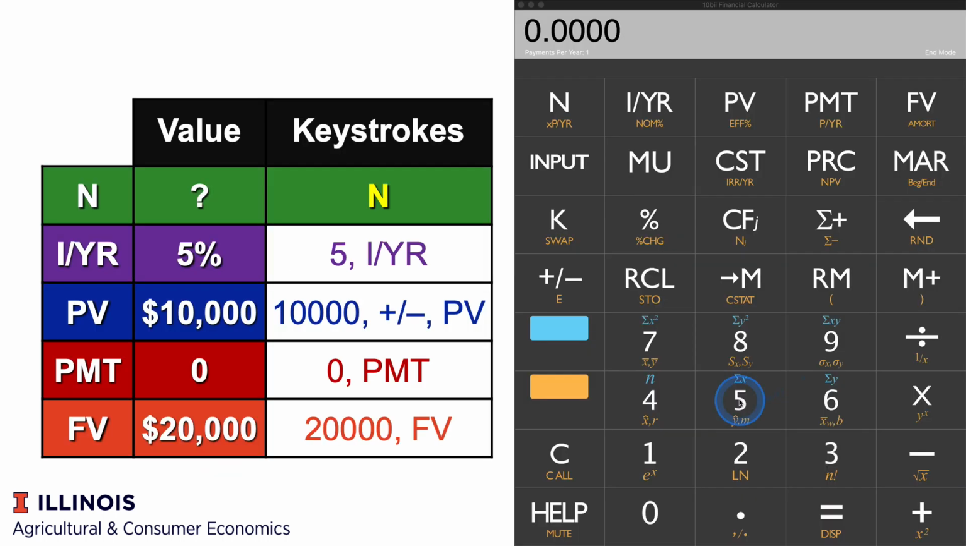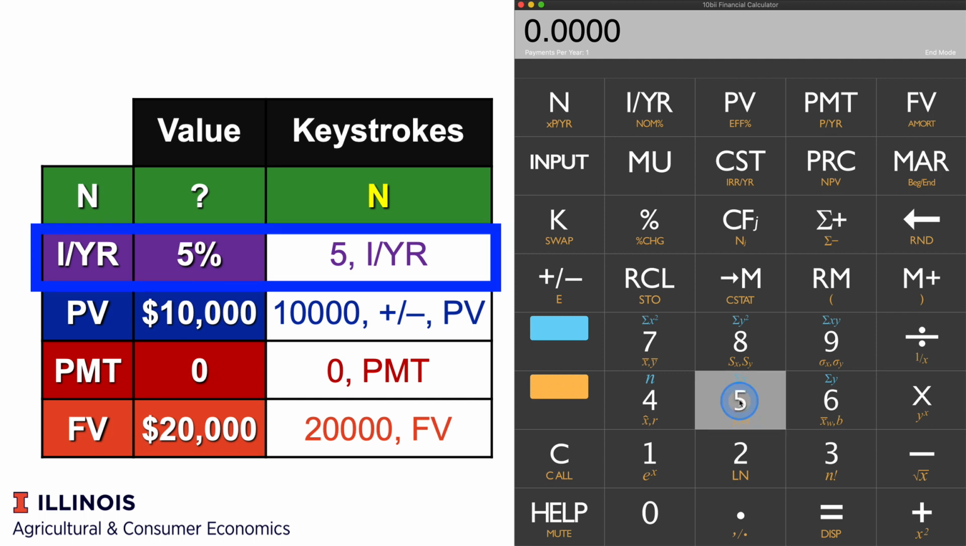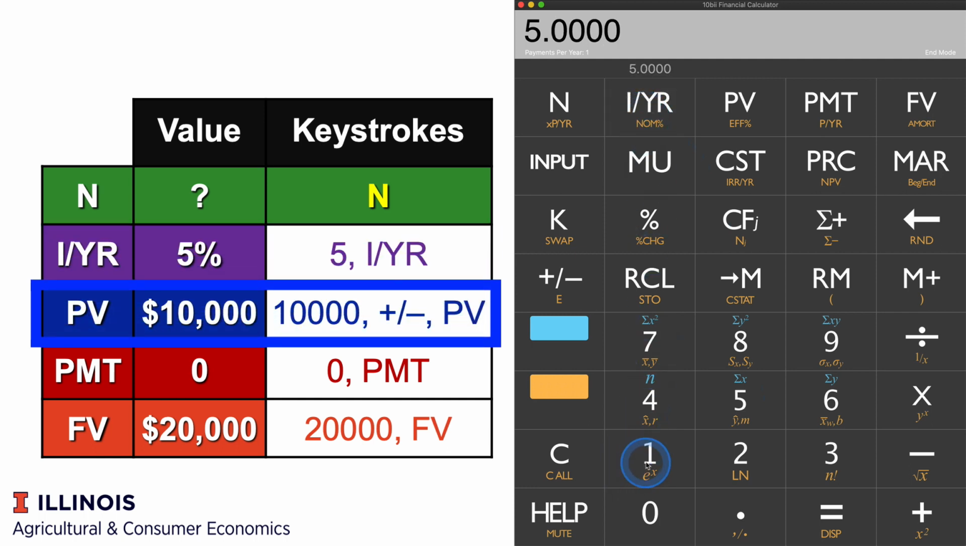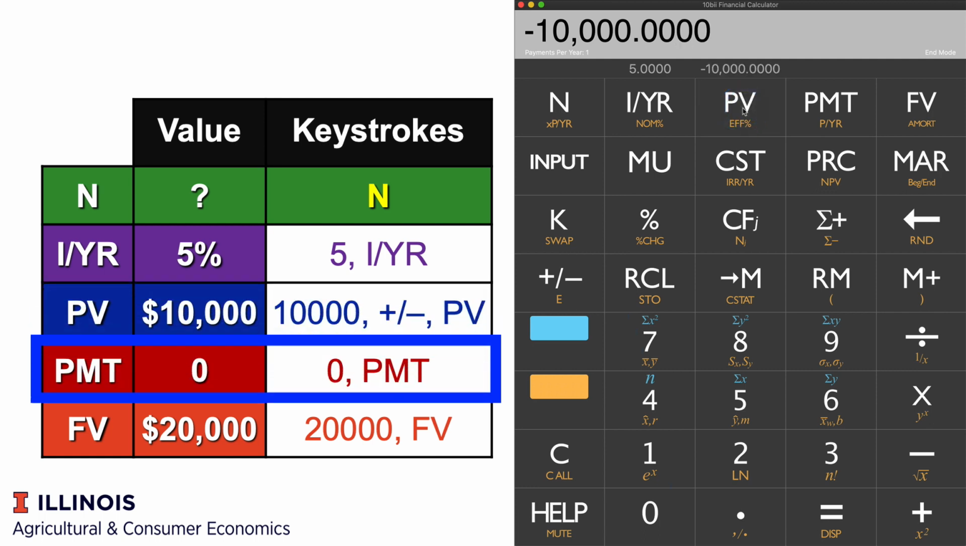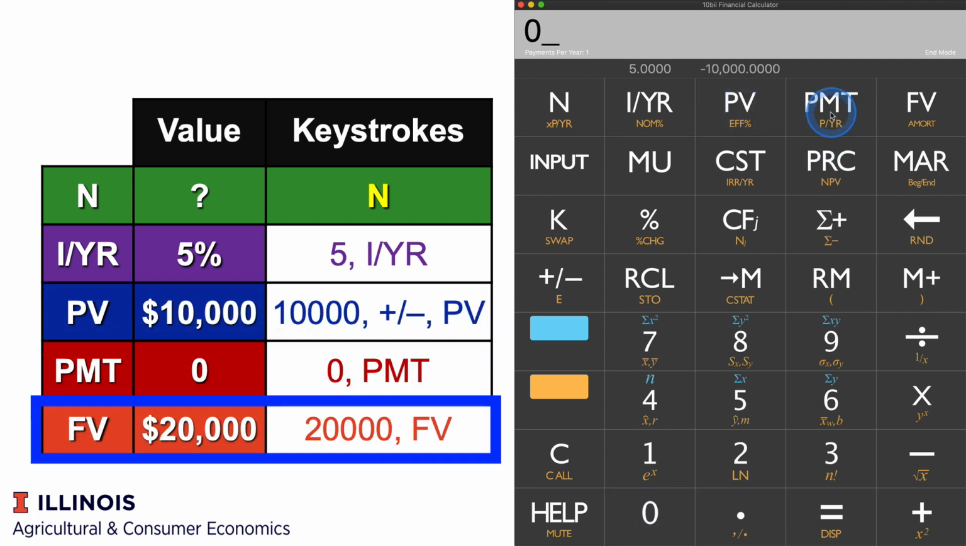So let's go ahead and knock this out on the calculator, and then we'll show the shorthand. On the calculator, we start by saying 5 is I. That's the interest rate we can accrue at. And then we say 10,000 plus/minus PV. It's very important to have that plus/minus here because we're showing $10,000 leaves our wallet. It should be negative. 0 payment. And then 20,000 FV, which is the goal of doubling our money.